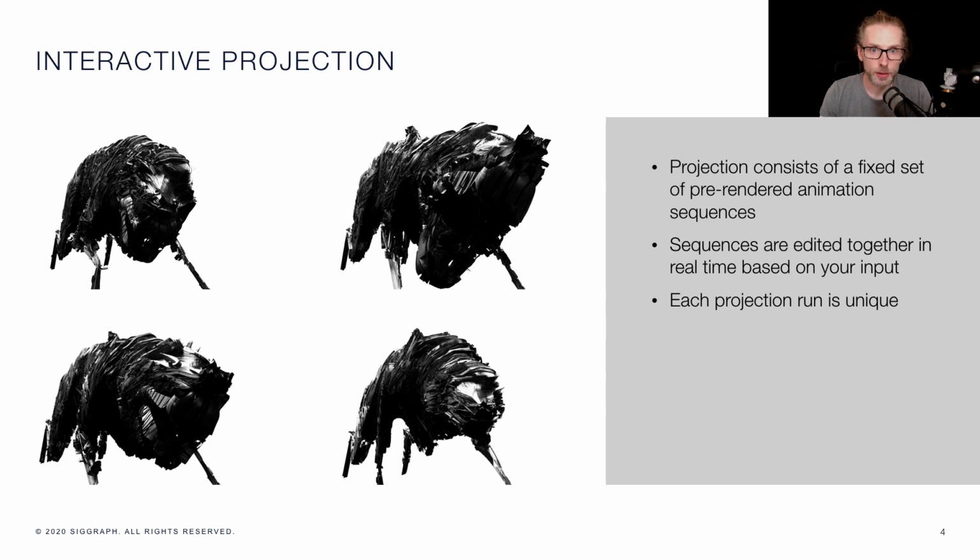The projection itself consists of a fixed set of pre-rendered animation sequences, and these sequences are then edited together in real time based on your input. So in the end, even though the source material is fixed, each projection run is still unique because it's a unique combination of these pre-rendered sequences.